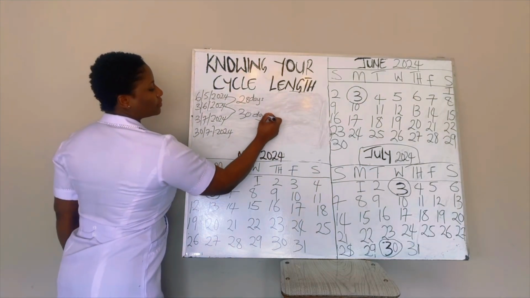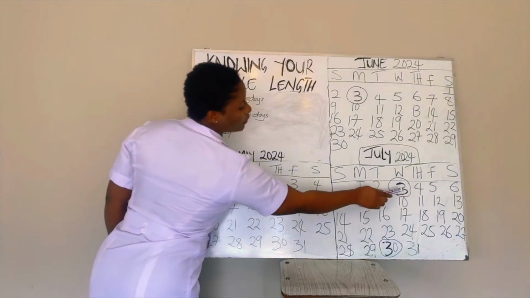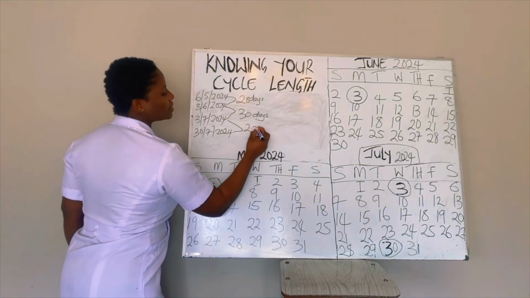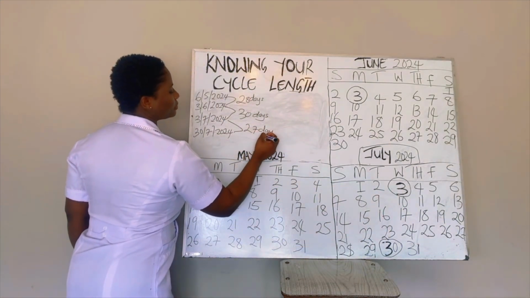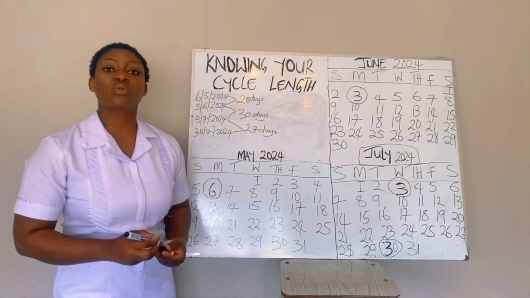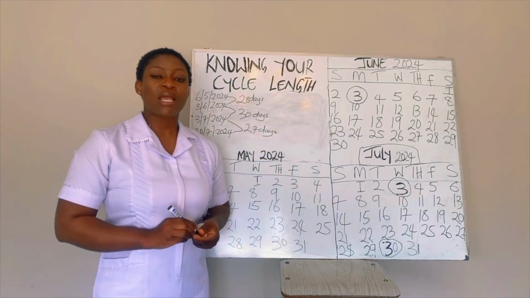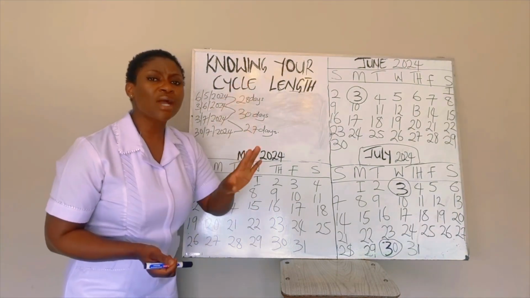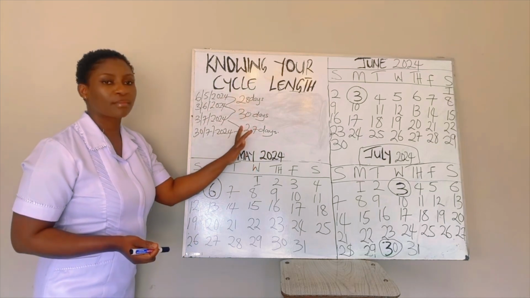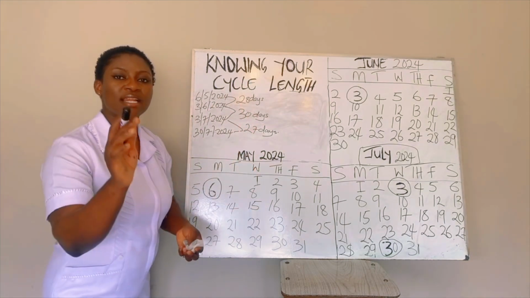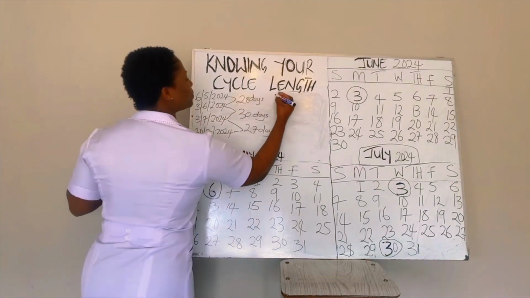30 days. Now from here, which is from this day till this place, was 27 days. Now the next step is what? To calculate your average cycle. How do we calculate average cycle? To calculate your average cycle, you need to add up all these days and divide it by the number of cycles you have calculated. Let's do the mathematics on the board.